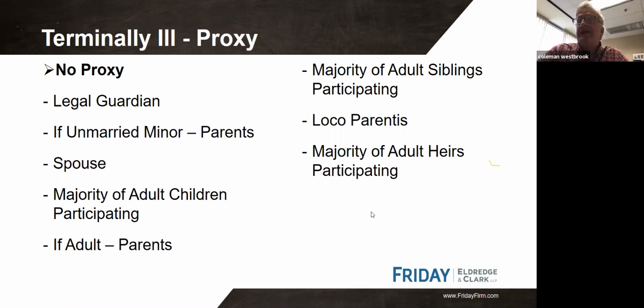If there's no legal guardian, then for a minor, it would obviously be the parents. For a married person, it would be the spouse. And then you just go through the process of spouse, children, parents, siblings. And so the statute will always find somebody, assuming you have a close relative. Next page.